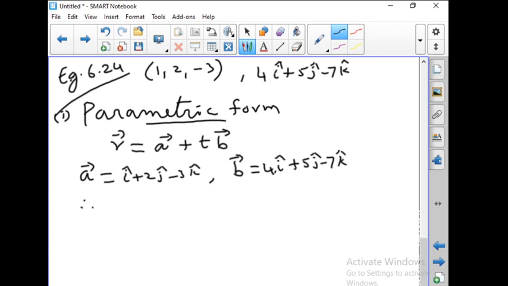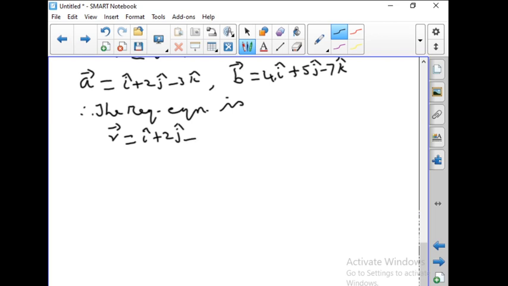So therefore, the required equation is r vector is equal to i cap plus 2j cap minus 3k cap plus t into 4i cap plus 5j cap minus 7k cap. So this is the parametric form.